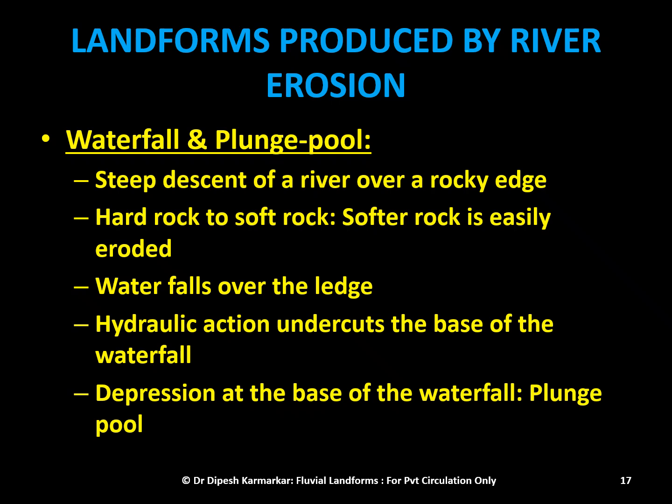Landforms produced by river erosion continue, and next the waterfall and plunge pool. When the river flows from a hard rock onto a softer rock bed, the softer rock erodes faster, creating a steep drop over which water falls. Hydraulic action undercuts the base of the fall and abrasion deepens a basin at its foot called the plunge pool.